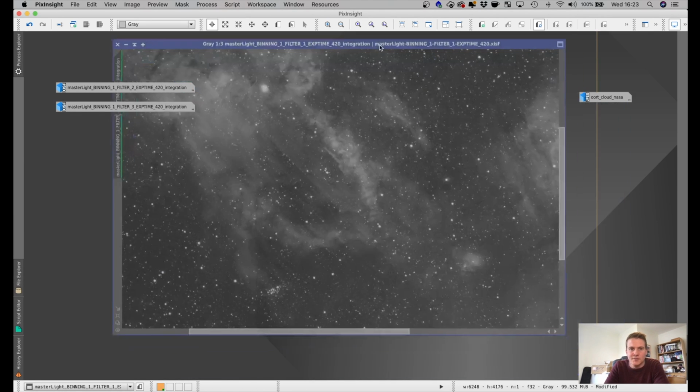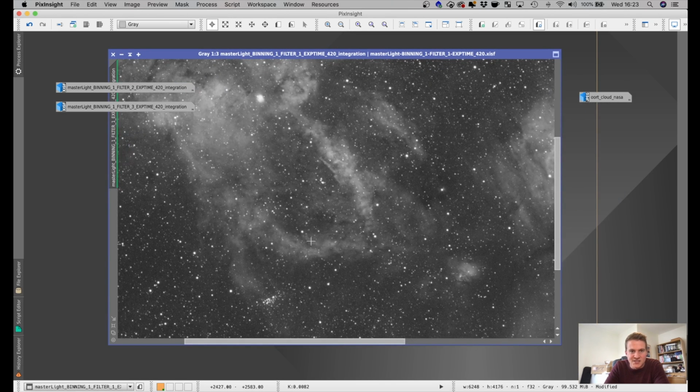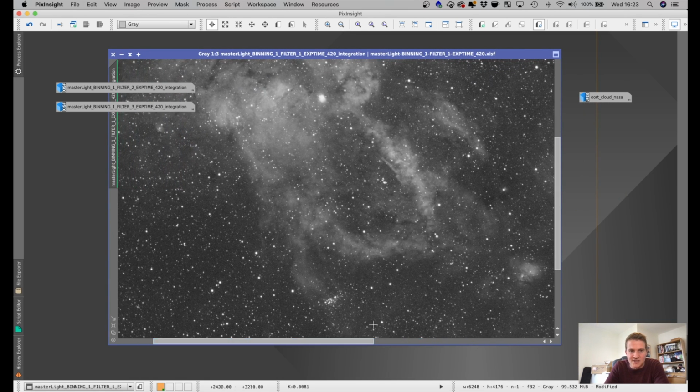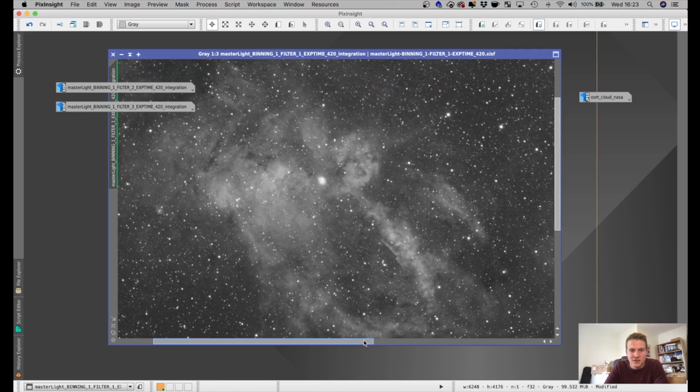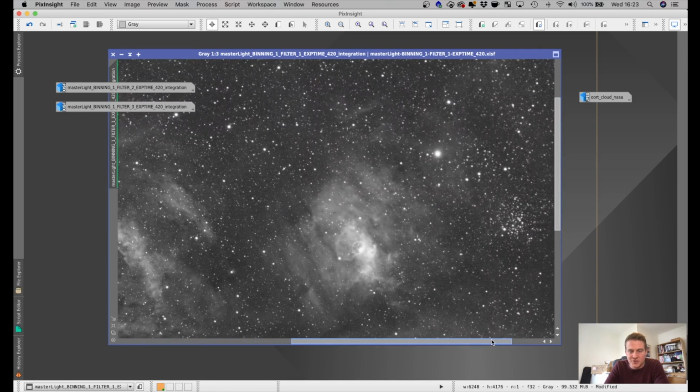And the cooling at -10. So like I said, yeah, I'm pretty pleased with this data. It's looking quite clean, quite nice. A lot of detail in there, not a huge amount of noise as well.